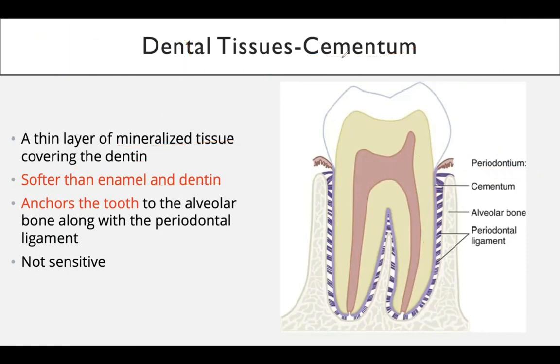Perfect. And then what does cementum do? It anchors the tooth to the alveolar bone along with the periodontal ligament. So cementum along with the periodontal ligament attaches or anchors the tooth in the socket of the alveolar bone. Not sensitive.